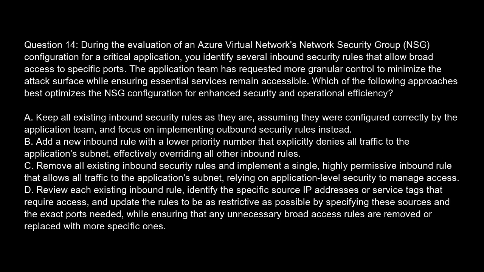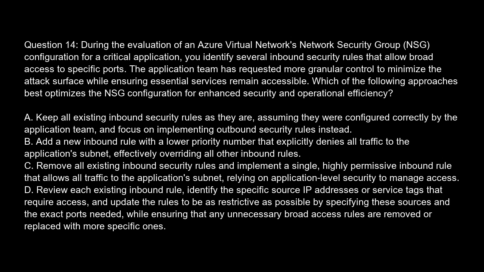Option A. Keep all existing inbound security rules as they are, assuming they were configured correctly by the application team, and focus on implementing outbound security rules instead. Option B. Add a new inbound rule with a lower priority number that explicitly denies all traffic to the application subnet, effectively overriding all other inbound rules. Option C. Remove all existing inbound security rules and implement a single, highly permissive inbound rule that allows all traffic to the application subnet, relying on application-level security to manage access.